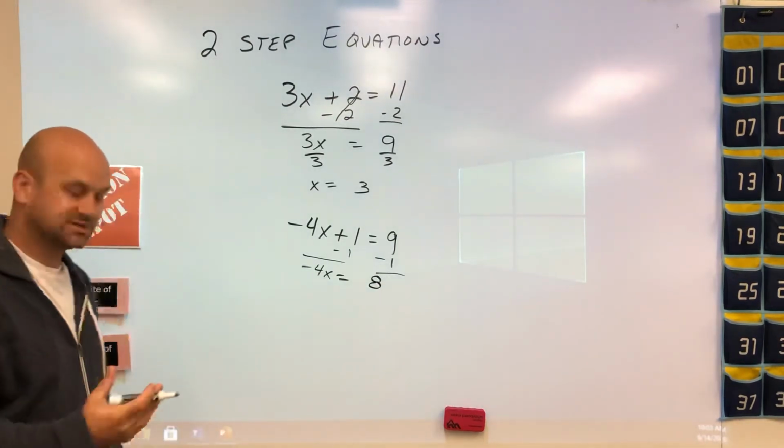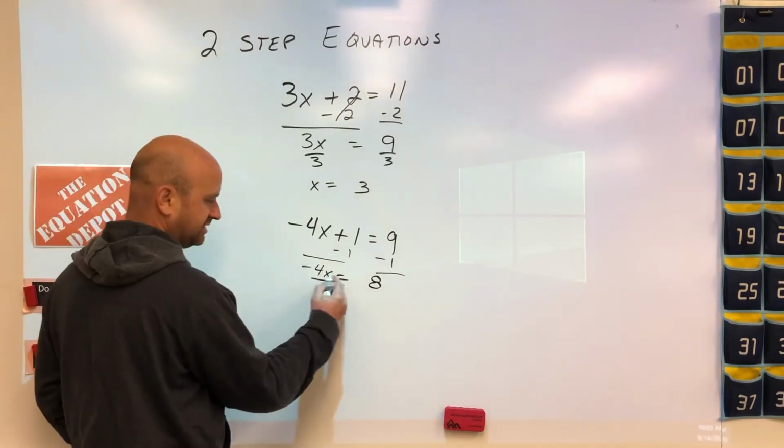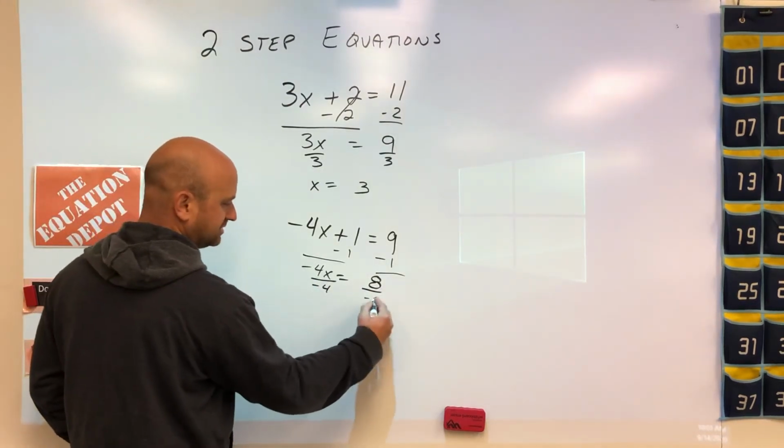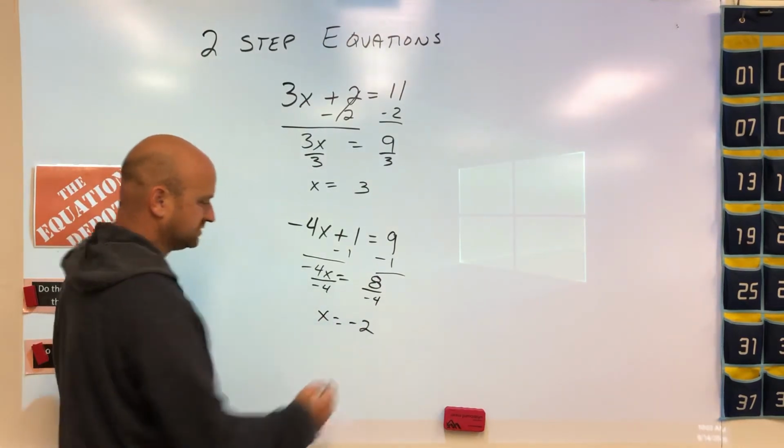Now we're going to do opposite of the variable term. Right, do opposite of the variable. So we're multiplying by negative 4. So now we're going to divide by negative 4. And we get x is equal to negative 2.